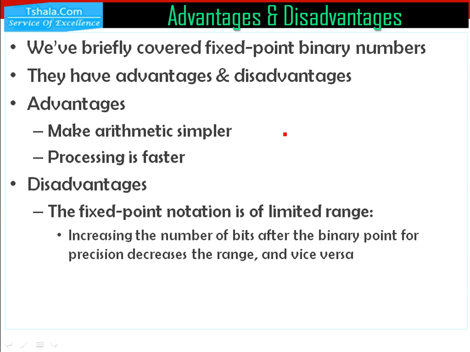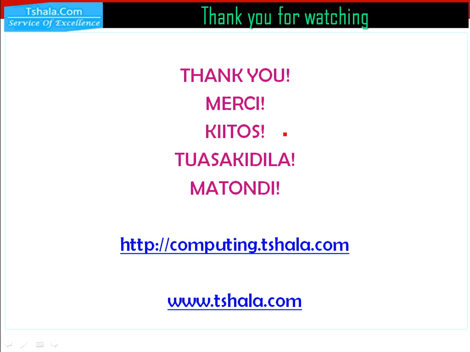A notable disadvantage of fixed point notation is that it is of limited range. So that means that when you increase the number of bits after the binary point for precision, you get more precision, but that also decreases the range, and the other way also is true.